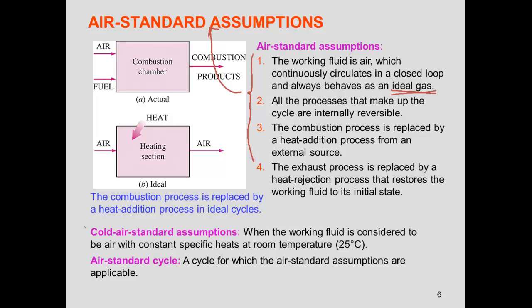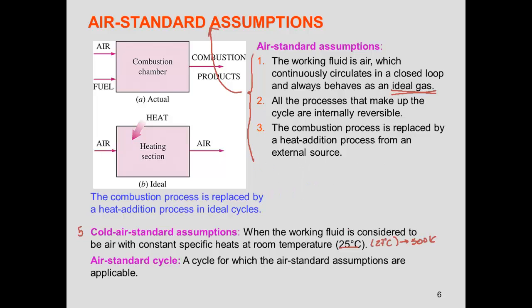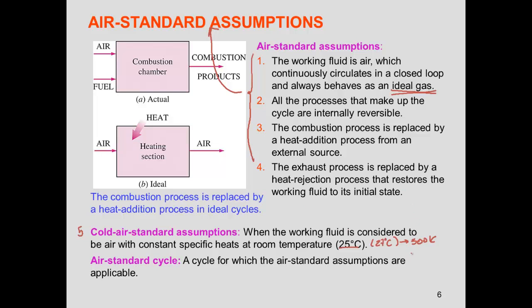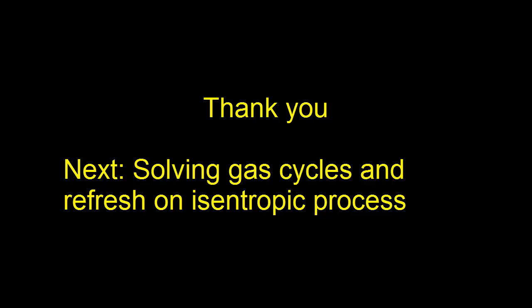If we invoke a fifth one, I will put 5 here: the properties of the air are considered at room temperature, 25 degrees, or sometimes 27 because it's easier. These are 300 Kelvin, and you will see that these are the ones that are tabulated, so 25 and 27 will be the same for us. When we assume this, we have the cold air standard assumptions: these four plus this fifth assumption. Thank you. This is the end of the introduction. A couple of videos follow on solving gas cycles and isentropic processes, and we're going to start with Otto and Diesel. Thanks.